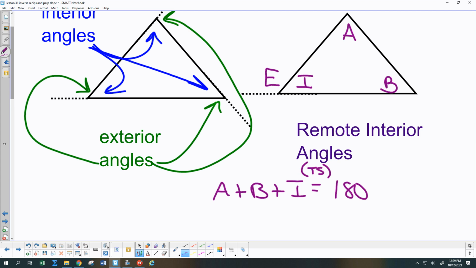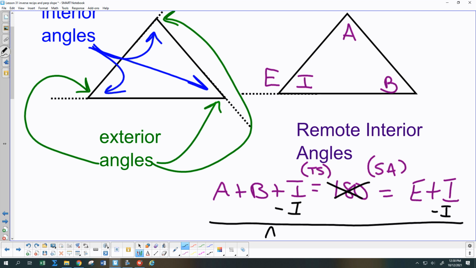Now tell me about E plus I. What do I get if I add E and I, Pascal? Why? E and I form a straight angle, so they are also 180 degrees. Okay, since everything's equal to 180, that means A plus B plus I is equal to E plus I. So I'm not going to worry about the 180 in the middle. I'm just going to say A plus B plus I equals E plus I. Then I'm going to subtract I from both sides. And I have A plus B equals E.